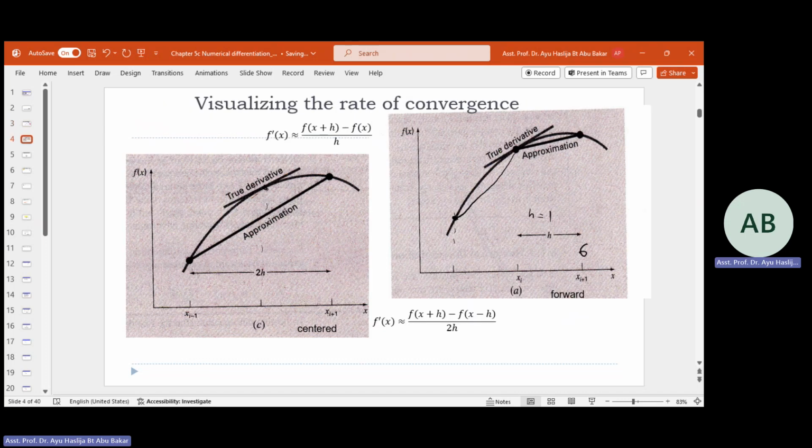Now, this diagram is similar to my explanation just now. This is the actual point, the x. So you can see the approximation. This one is centered. We have the x plus h, here x minus h. This one is forward, the approximation with one step ahead. Forward.